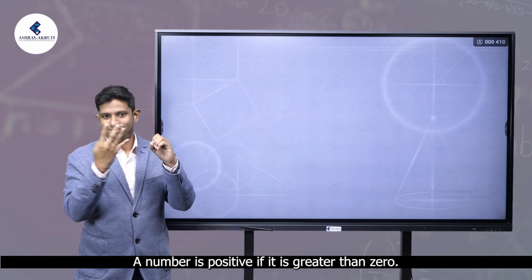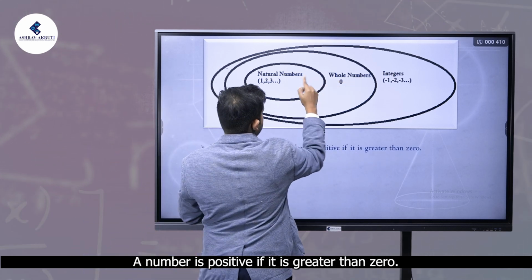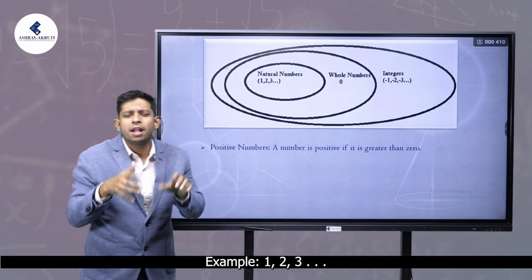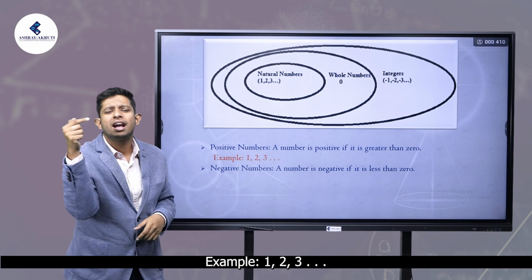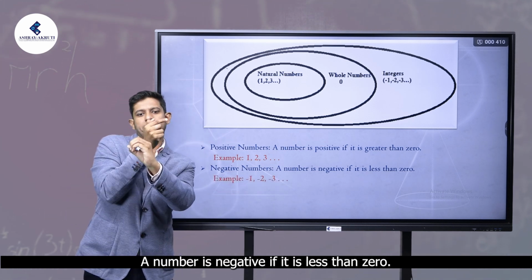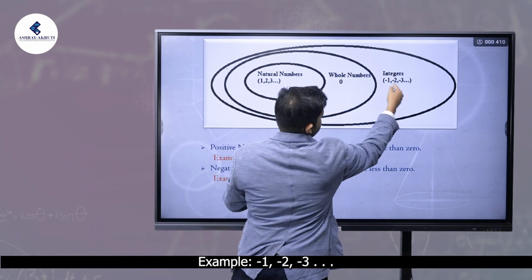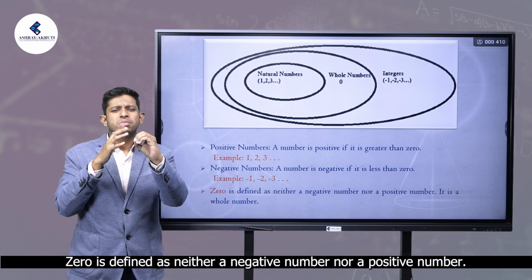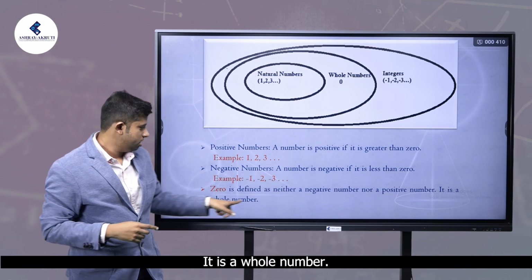Positive numbers. A number is positive if it is greater than 0. Example: 1, 2, 3. Negative numbers. A number is negative if it is less than 0. Example: -1, -2, -3. 0 is defined as neither a negative number nor a positive number, that is, a whole number.